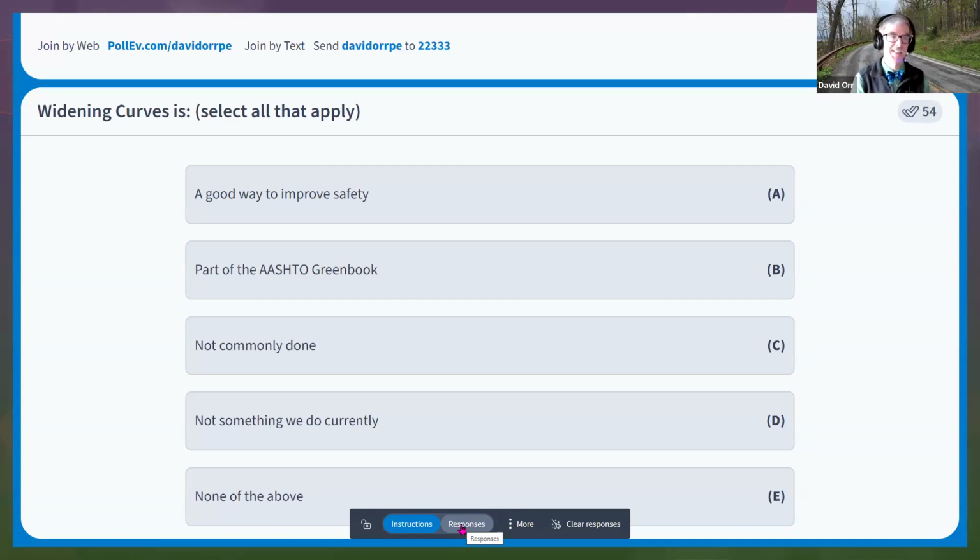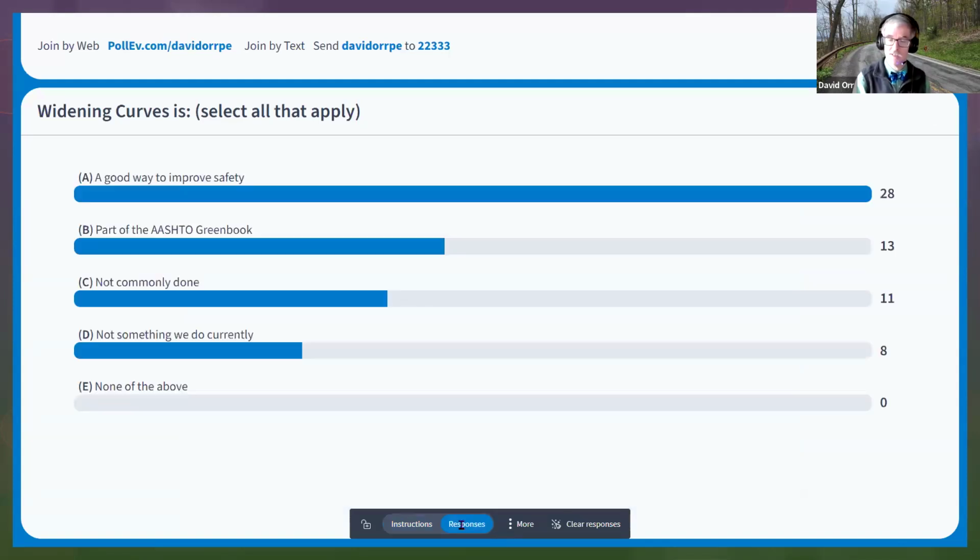Okay. Let's see what we have. Some people, by the way, are putting into the Q&A things like good way to improve safety, not commonly done, part of the AASHTO Green Book. Okay.